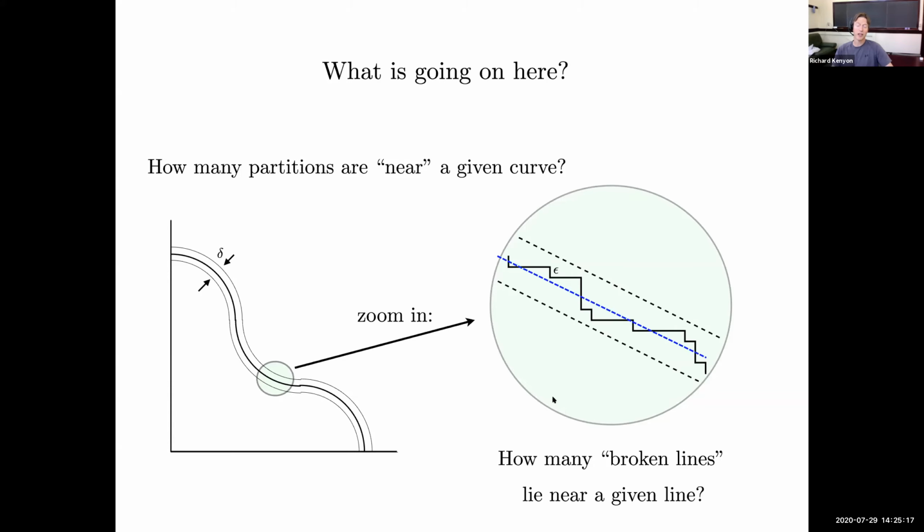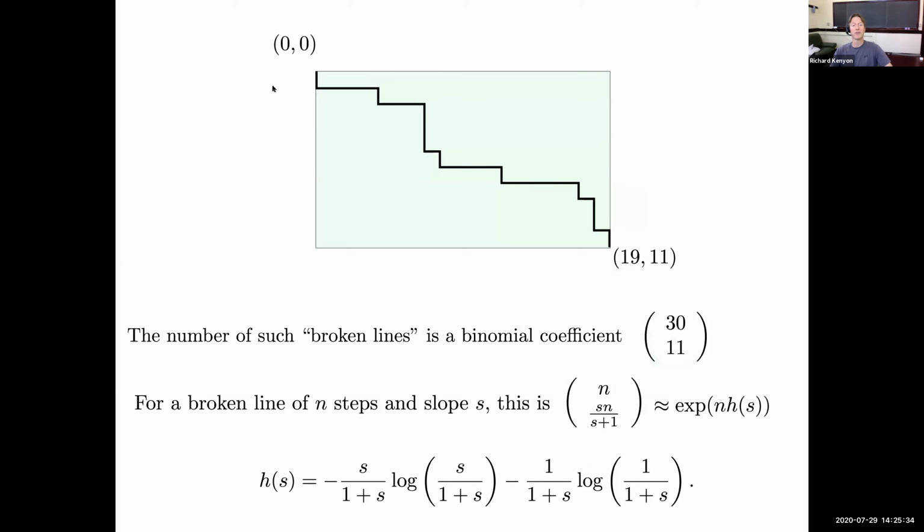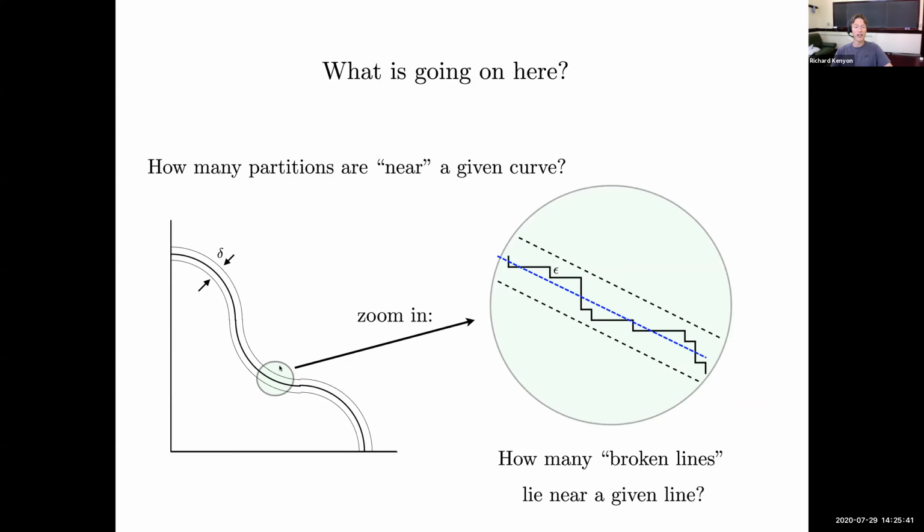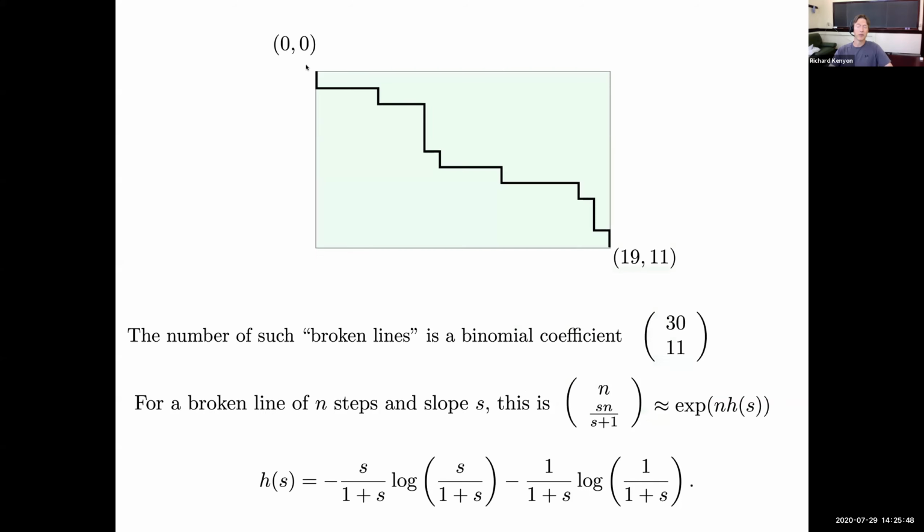And so then the question becomes, how many of these southeast lattice paths, which I call broken lines, lie near a given line? And of course, that we know how to do. It's just a binomial coefficient. If I just care about a very small piece of this, what's going on inside this little green circle, then I can approximate the number of curves here with the binomial coefficient, which just depends on the slope and the length.